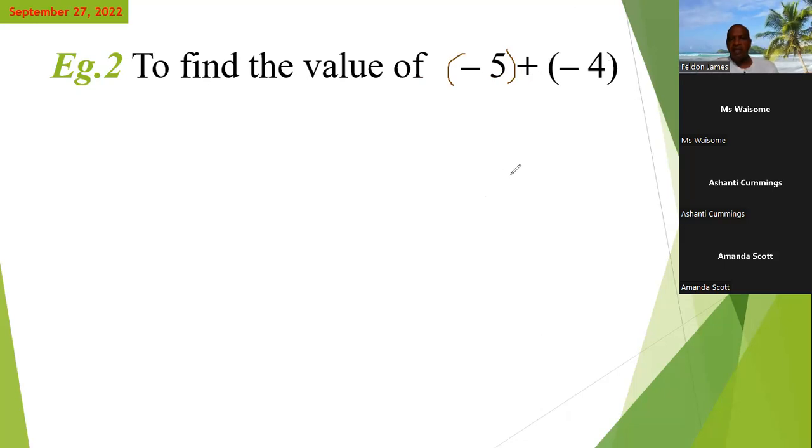Now remember, we say that when it is positive, it is your money. But when it is negative, it would be money that you owe. So in this case, you would owe somebody $5, and you would owe another person $4. So what would be the overall money that you owe?